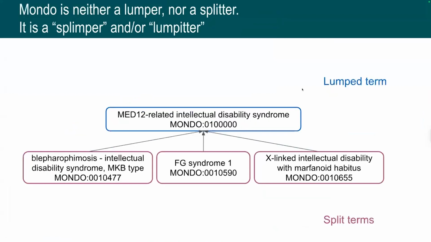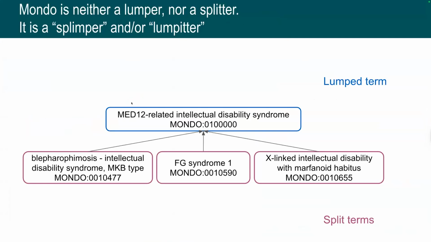So what we do in Mondo, as I said, we're neither going to split nor lump. We're going to be doing both of them and none of them. Make up your own word, however you want to call whatever we do. We are basically trying to represent both of them. And the way we represent both the lump term and the split terms is by making sure they're connected with each other in the ontology.